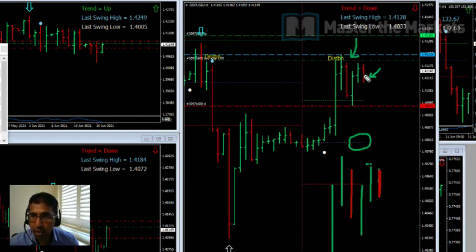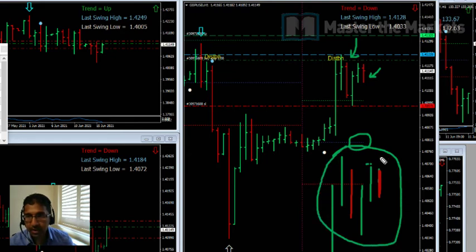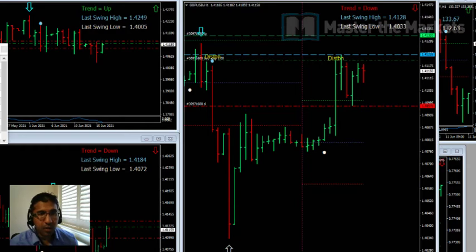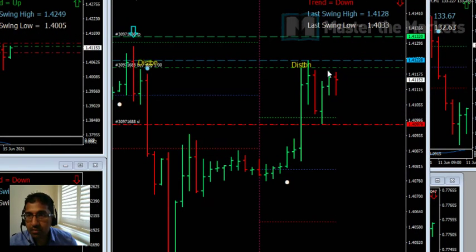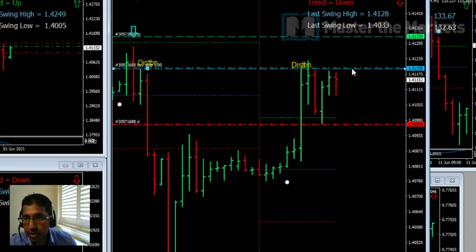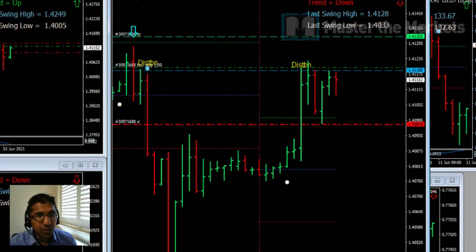And I'm also seeing a continuation pattern as well, according to this pattern over here. Okay, so based on all of that, traders, this is where I will look at basically putting an entry. So this blue line is where this green line should be. Okay, my stop loss would be the low of this green bar here.